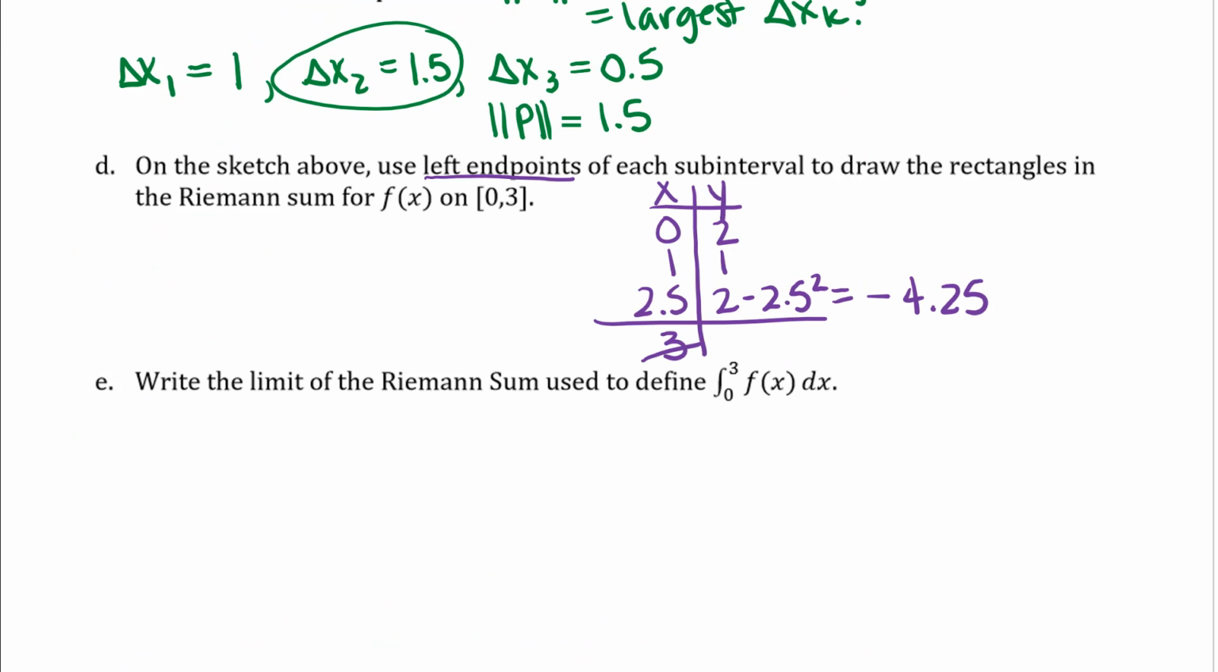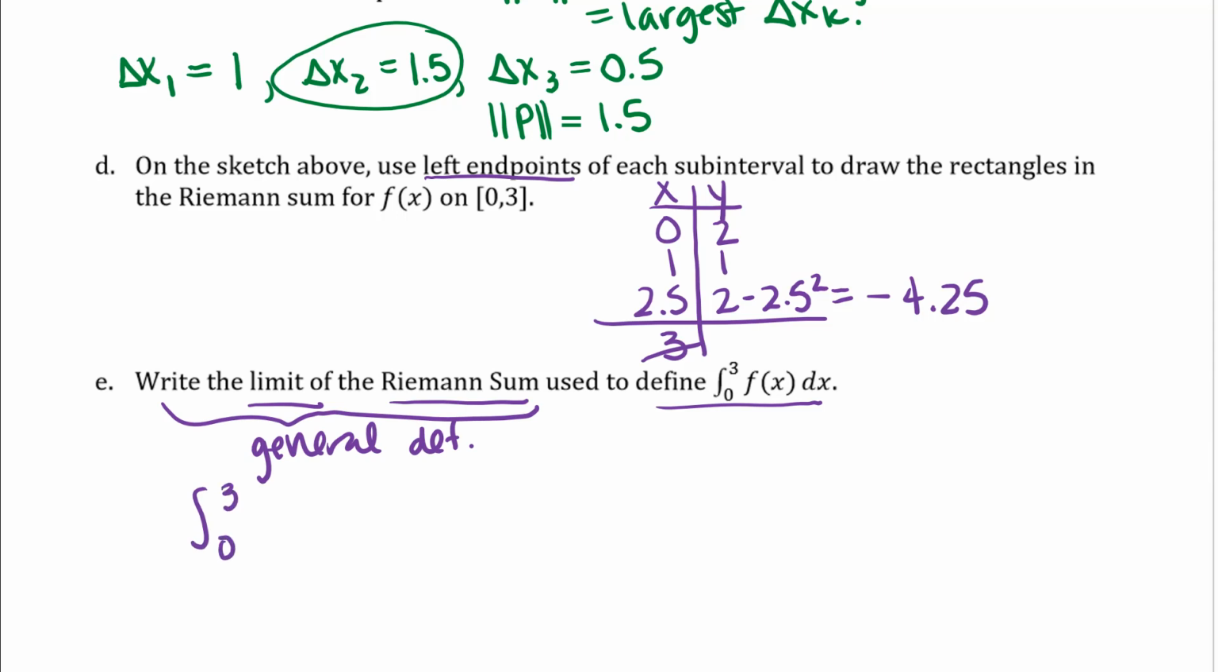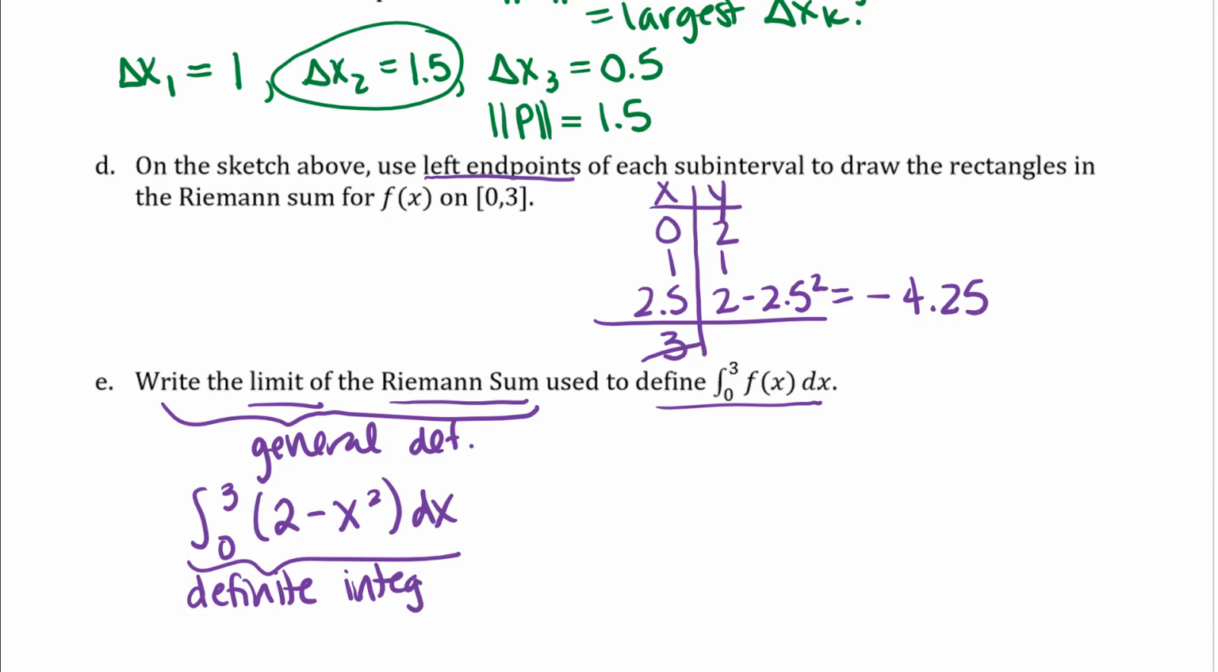All right, and then the last thing it asks us to do here is to write the limit of the Riemann sum that's used to define this definite integral. So all of the parts before this were for a specific partition and a specific choice of how we're going to do those rectangles, but this part is asking us for the general definition. All right, so the definite integral that I'm defining is from 0 to 3 of the function we're working with, 2 minus x squared dx. So that is the definite integral, and that is defined to be a limit of a Riemann sum. I'm going to come back here and fill in the limit in a second.